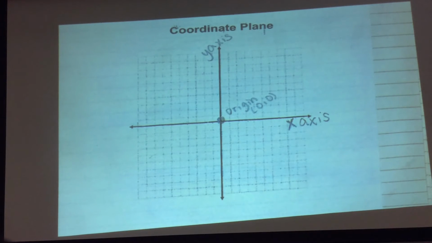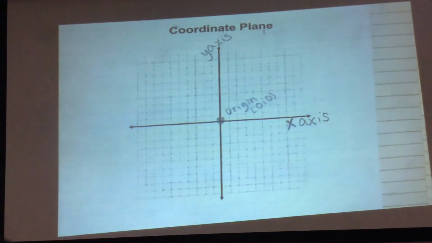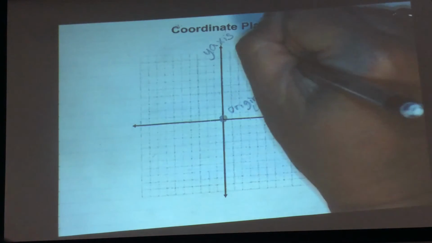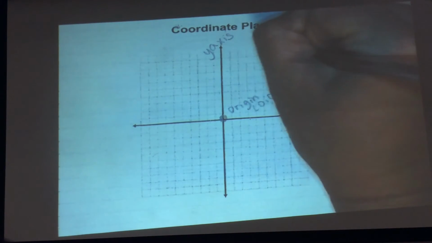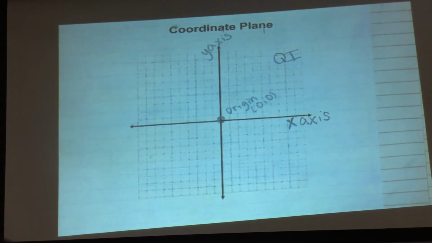You could also see this called a coordinate grid. It's the same thing. One thing I do want to point out to you is there are 4 quadrants. So we have quadrant 1 here. In quadrant 1, both x and y are positive amounts.